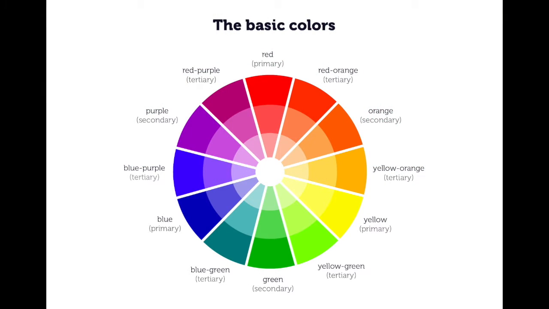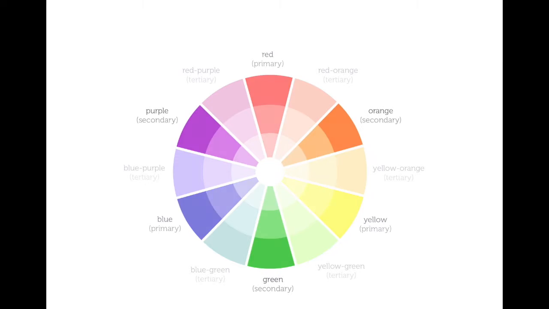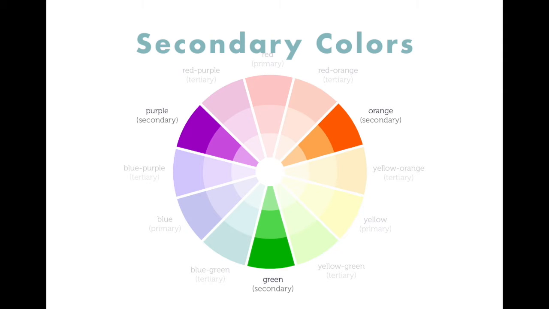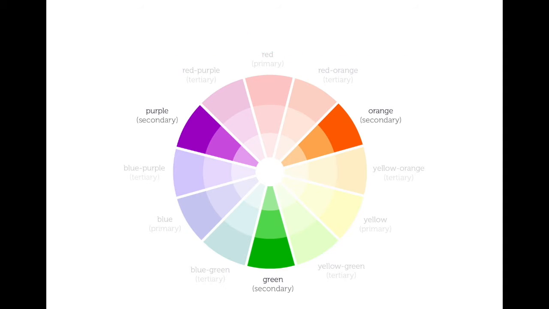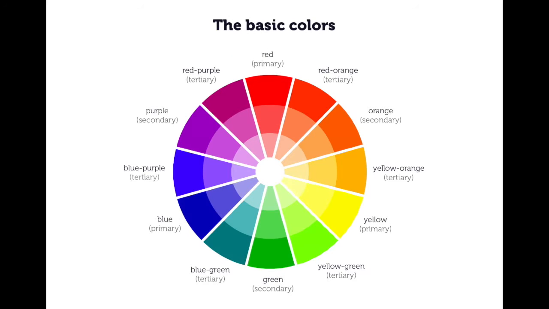Let's look at the basic color wheel. It is made up of primary colors, red, yellow, and blue. When you mix two primaries together, you get a secondary. 1 + 1 = 2, or secondary. When you mix a primary and a secondary together, you get a tertiary. 1 + 2 = 3. Think of it as a fancy word for third. In total, we have 3 primary colors, 3 secondary colors, and 6 tertiary colors.